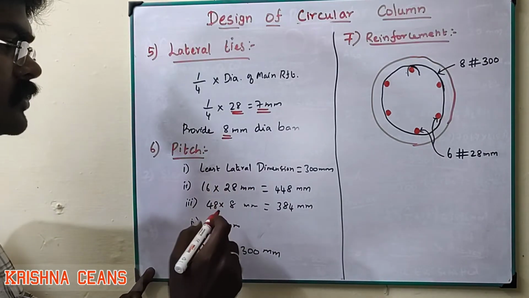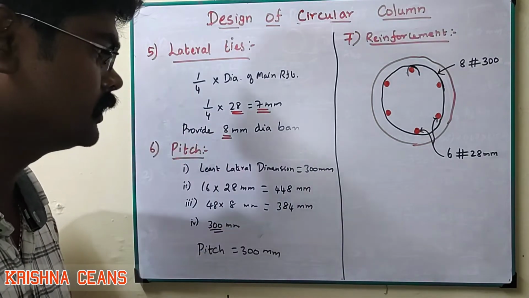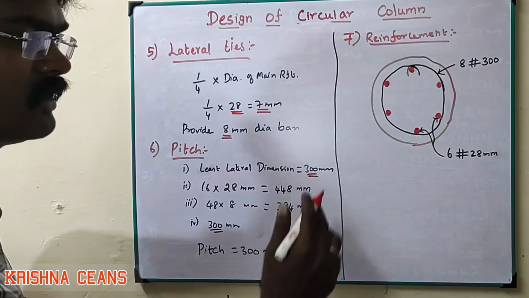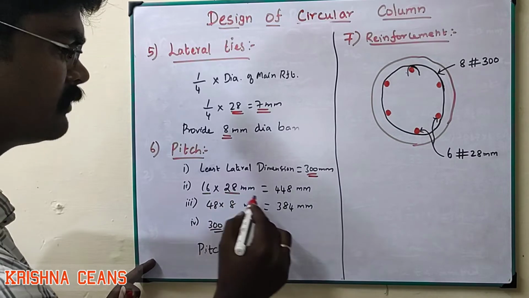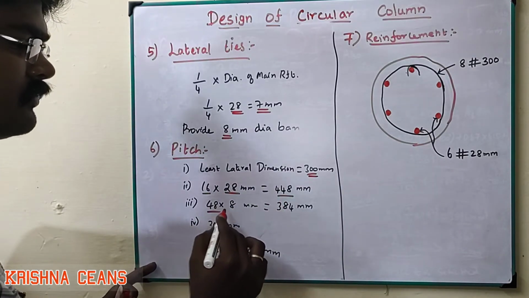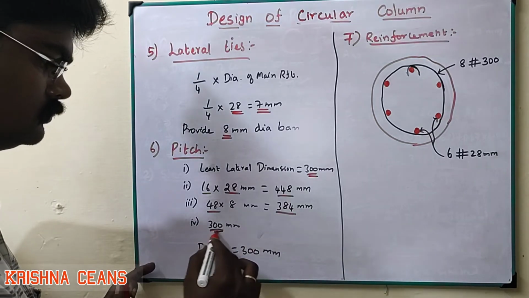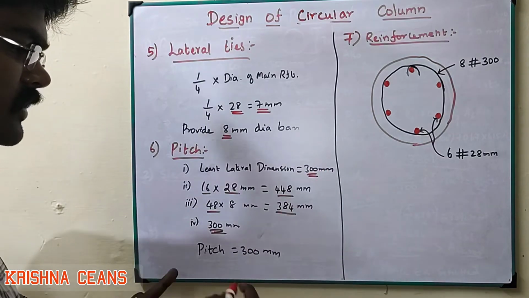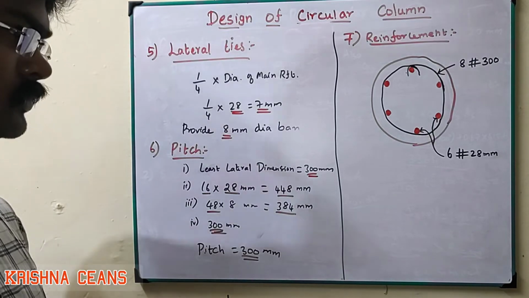Next, the pitch. The pitch is governed among 4 conditions. We have to find out which is the least value. Least lateral dimension, since it is circular, we take 300 mm. Then 16 times the 28 mm dia bar, which is 448 mm. 48 times the 8 mm dia bar, that is 384 mm. The last condition is that it should not be greater than 300 mm. So these are satisfied, and the pitch is maintained as 300 mm spacing.